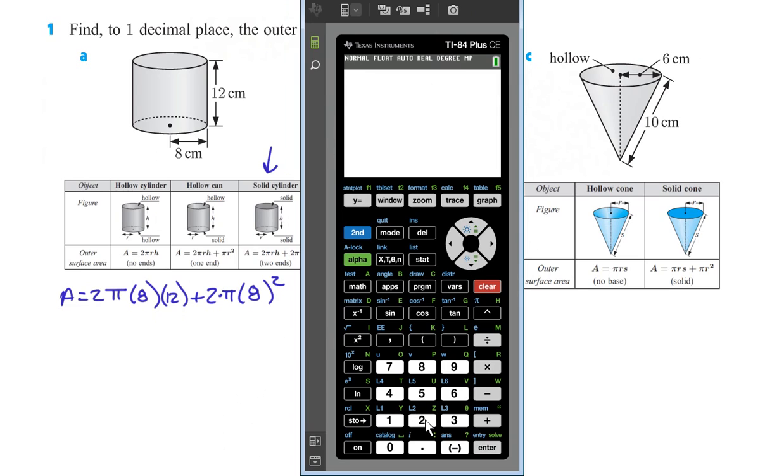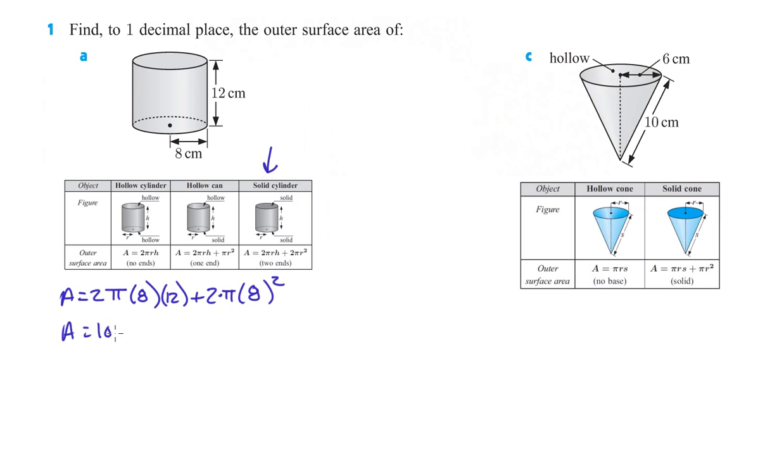So 2 times pi times 8 times 12 plus 2 times pi times 8 squared. Okay, so we should be able to just put that all in at once, and we get 1,005.3. And that is going to be centimeters, since it's area, centimeters squared.